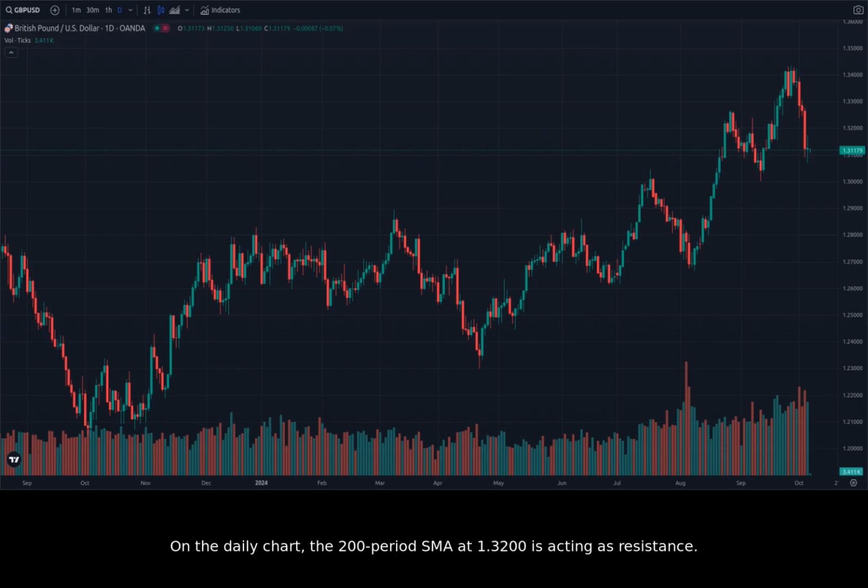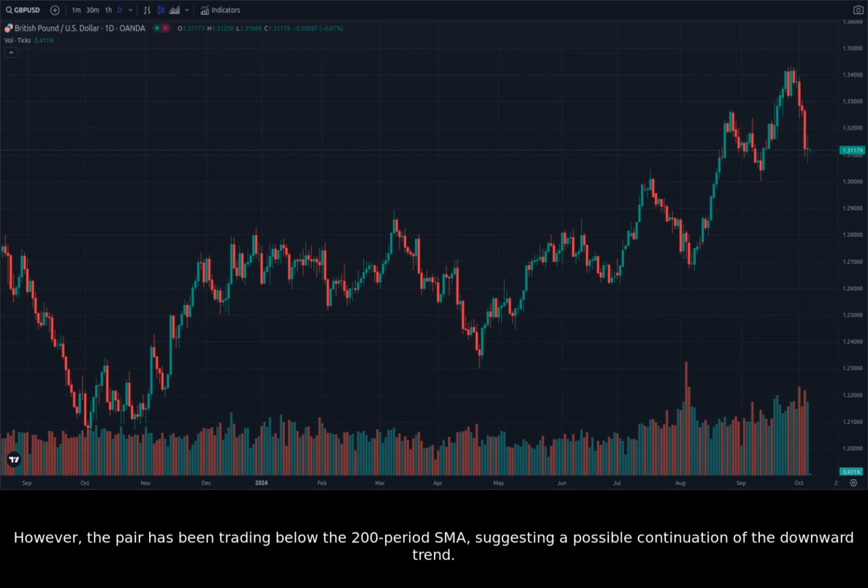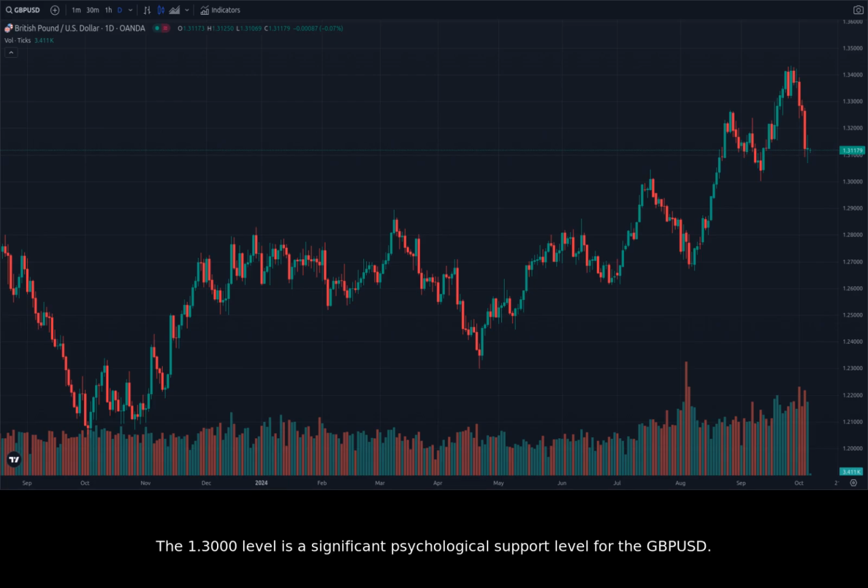On the daily chart, the 200-period SMA at 1.3200 is acting as resistance. If the GBPUSD can break above this level, it could signal a potential bullish reversal. However, the pair has been trading below the 200-period SMA, suggesting a possible continuation of the downward trend. The 1.3000 level is a significant psychological support level for the GBPUSD. If the pair breaks below this level, it could signal a potential bearish breakout.